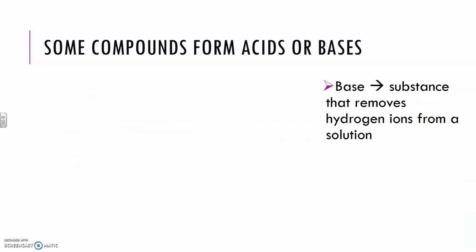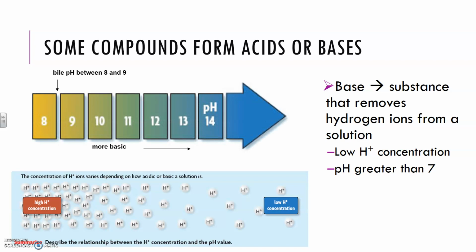A base is a substance that removes hydrogen ions from a solution. Okay, so oftentimes you will see these with hydroxide ions, so it's an OH minus. Okay, so you'll have low hydrogen ion concentrations, and it's also going to have a pH greater than 7. Okay, so bile, which is actually a digestive juice, it has a pH somewhere between 8 and 9. Soap is on this as well. So is bleach. Bleach is more around a 12, I believe.